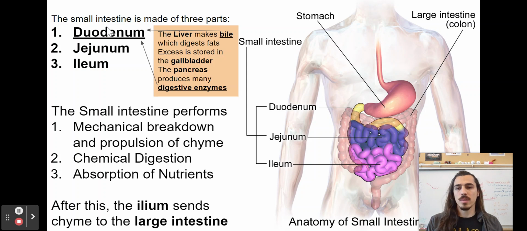So make sure you know in the duodenum, liver, gallbladder, pancreas, add digestive enzymes and bile. And then most of that chemical digestion and absorption of nutrients happens along the rest of the small intestine, which is the jejunum and ileum. Make sure you know the order of the sections of the small intestine. Duodenum, jejunum, ileum. Cool. Once we exit the ileum, we enter the large intestine.